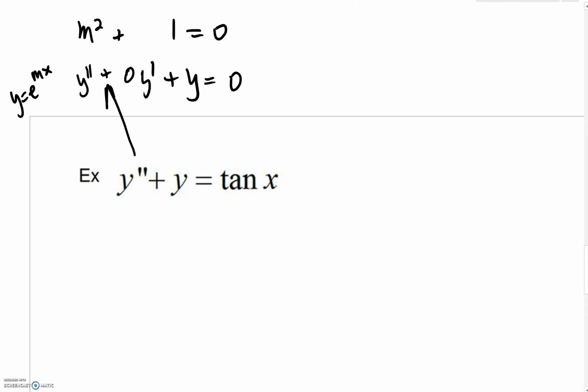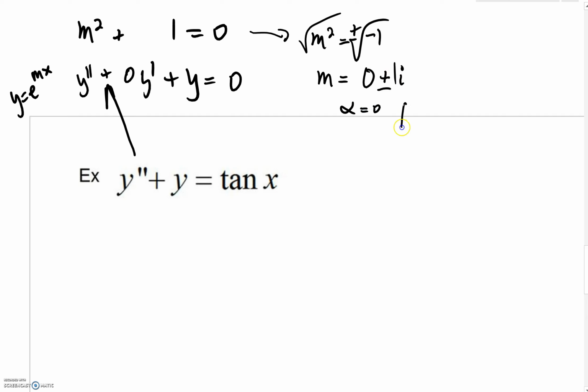m squared technically plus 0m plus a 1. And as we'd solve, we'd get m squared equals negative 1. We'd take our plus or minus square roots, and that would be plus or minus, well, the square root of negative 1 is an i, and this means that alpha would equal 0 and beta would equal 1.